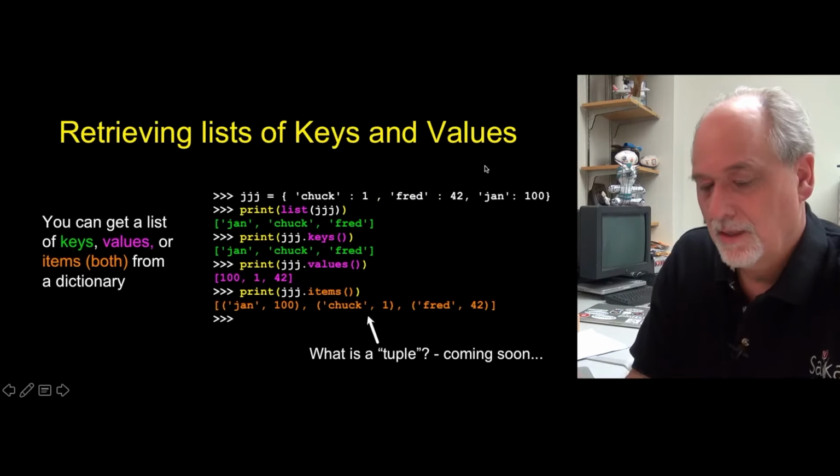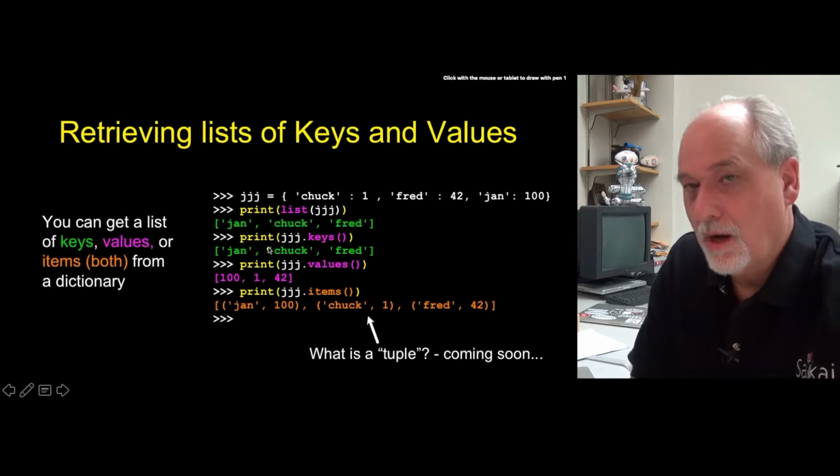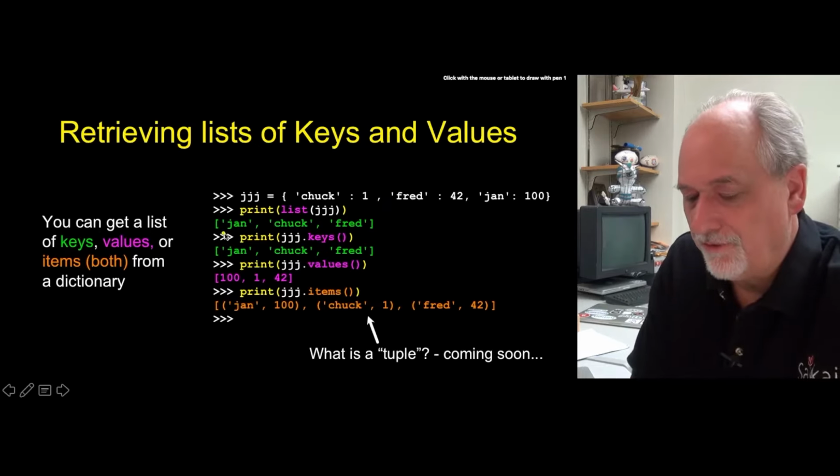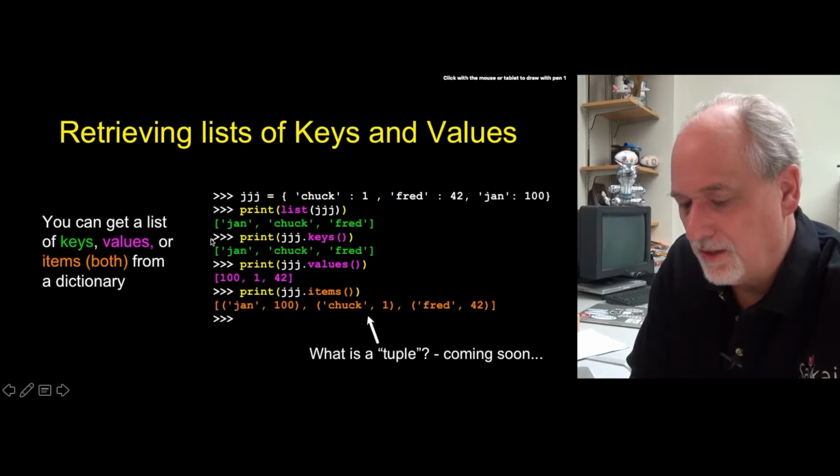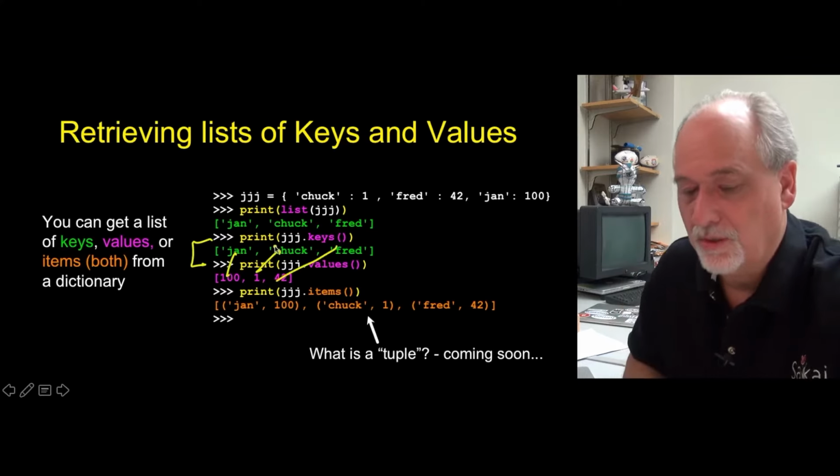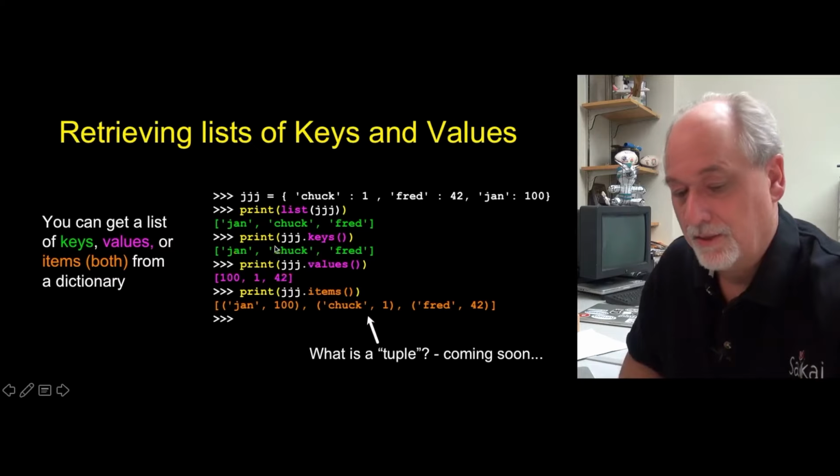So that's nice. Now the one thing is that while I said you can't predict the order, if in two statements you ask for the keys and then the values, they at least come out in the same order, even though you can't necessarily predict the order that they come out. They come out in the same order.